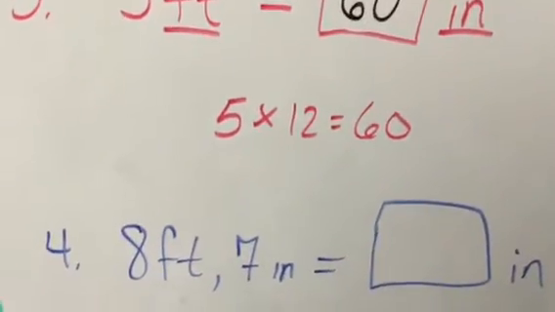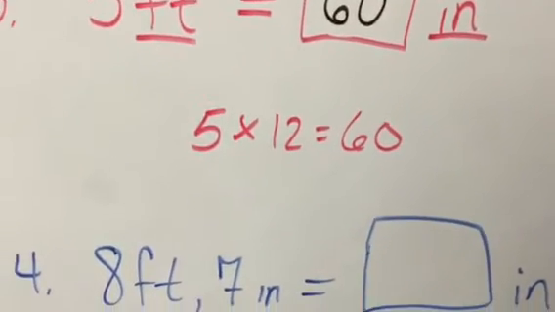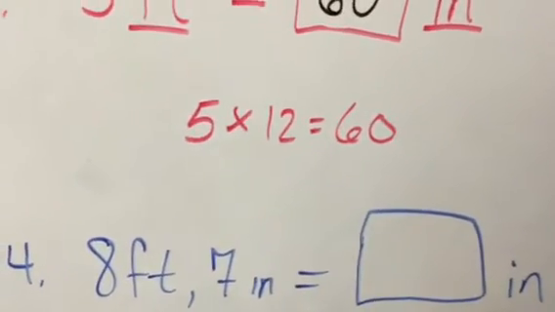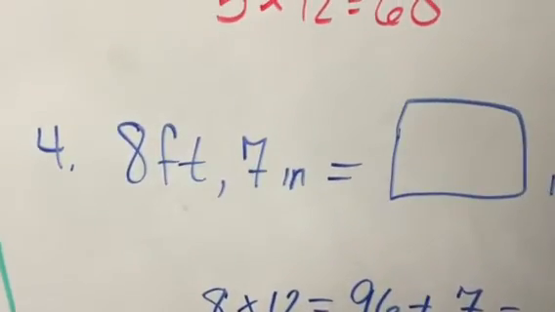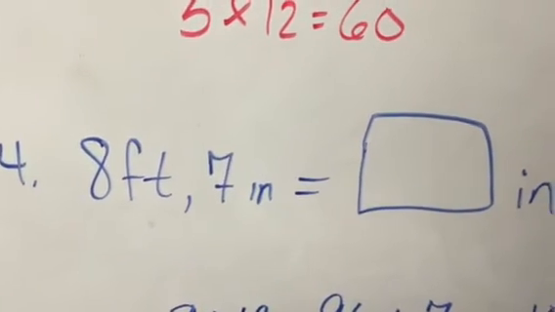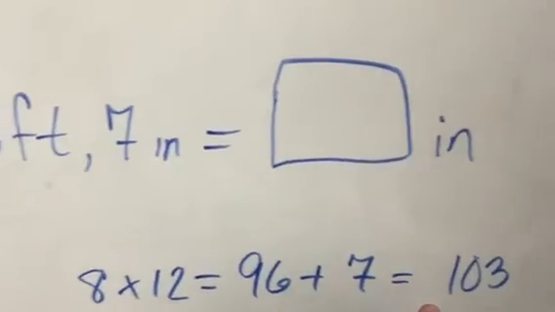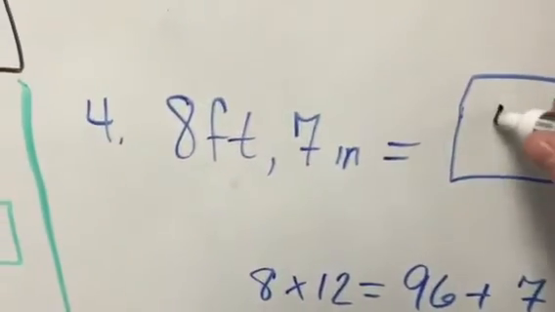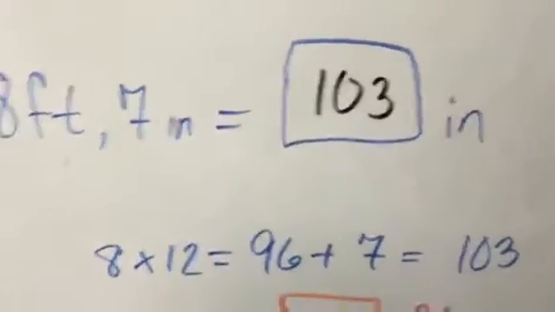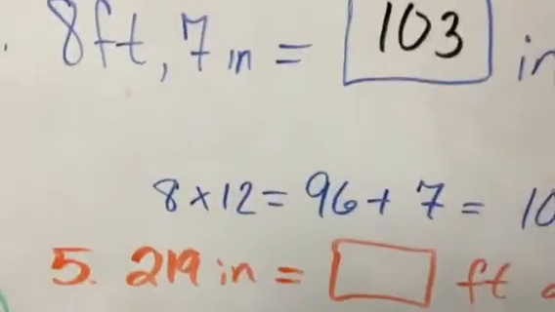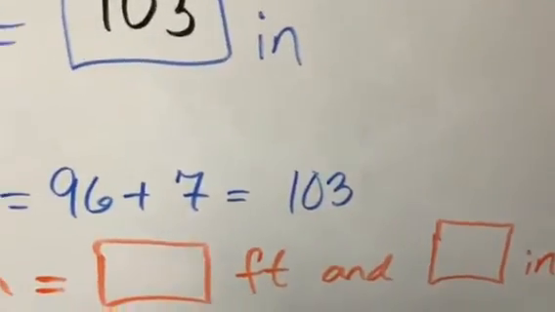Number 4, 8 feet 7 inches equals how many inches? Now I have feet to inches, so therefore I know I'm going to multiply. I do the number of feet times 12, and that gives me 96. But I also had these 7 inches, so then I'm going to have to add 7 more, and I get an answer of 103. So I go back up to my box here, write down 103 inches, and I move on to number 5. 219 inches equals how many feet and inches?